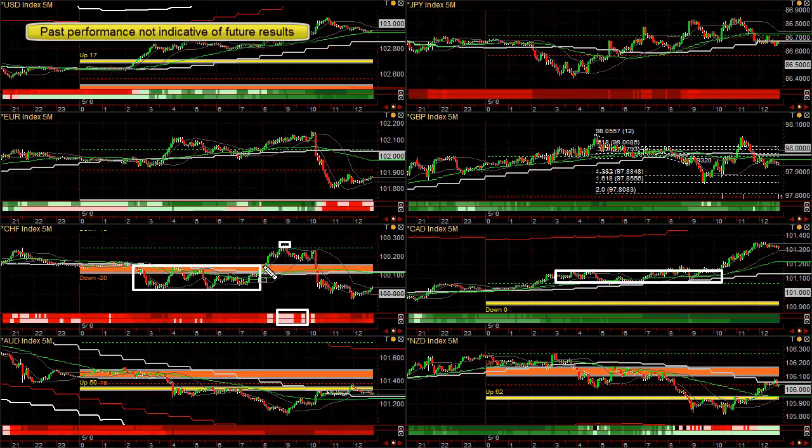So at 8 o'clock when it broke out right here, you would want to be buying the Swiss versus probably the weakest one, which was the Australian and or the New Zealand.